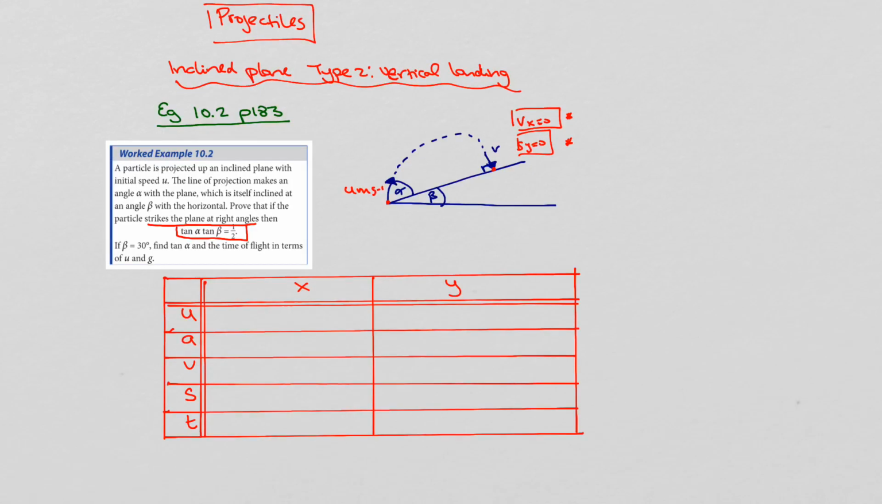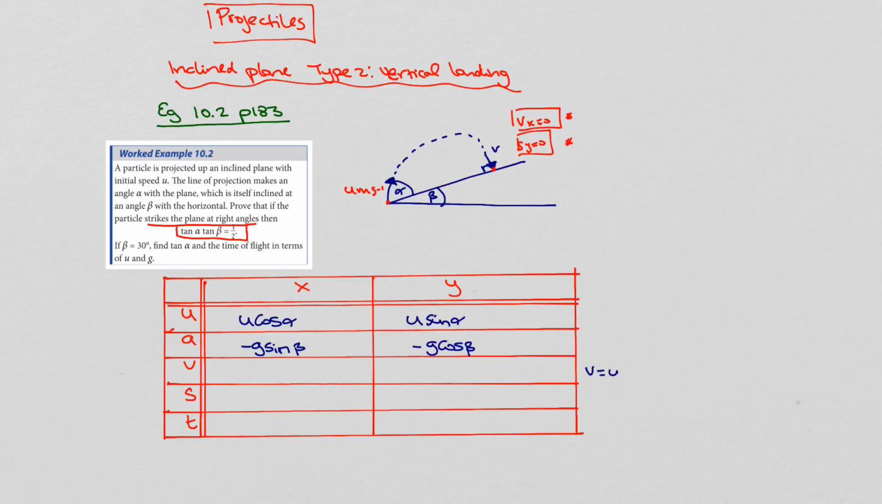Okay, so if you filled in your table correctly, we should have U cos alpha in the X direction, U sine alpha in the Y direction. We know our acceleration has to be resolved, as we saw in the last example last week. So we have minus g sine beta in the X direction and minus g cos beta in the Y direction. So you should always notice that it's cos, sine, alpha, beta in X and sine, cos, alpha, beta in Y for your U and your A.